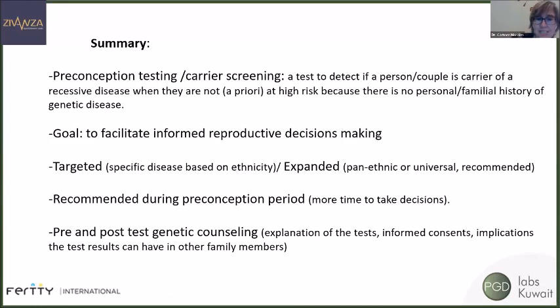Also, this test is recommended during the preconception period, and it's very important because we have more time to take decisions. If you are already pregnant and we have to extend this test, do prenatal testing or whatever, we don't have time. It's very important that the couple know the results before deciding to get pregnant, and then they can choose IVF, prenatal testing, whatever decision they want, but we have time.